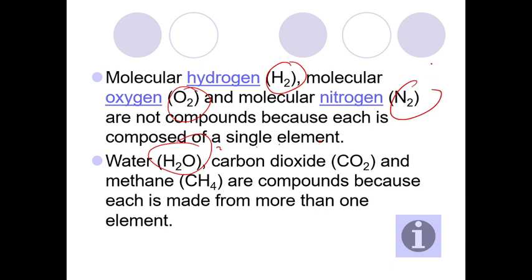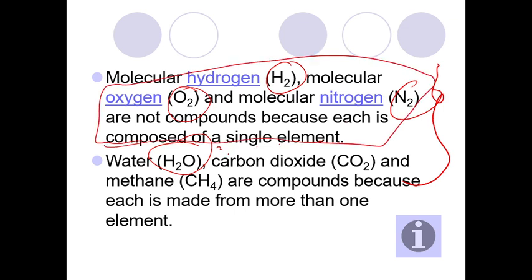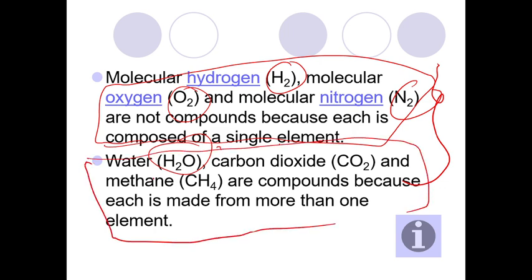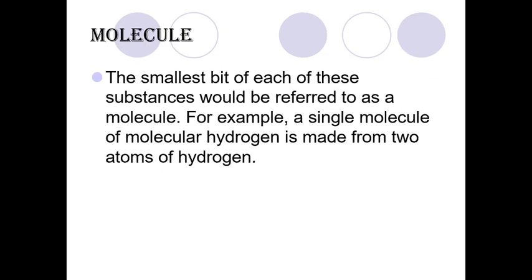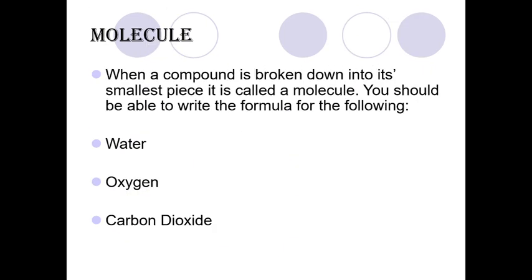So all these here that you see are molecules. But the ones above that are made up of only one type of atom, they are called elements. And the molecules in the bottom over here that are made up of two or more different types of atoms are called compounds. Good. Let's skip this. Good. So when a compound is broken down into its smallest piece, it is called a molecule. You should be able to write the formula for the following. See, water is H2O. This is just a revision of what we just did.